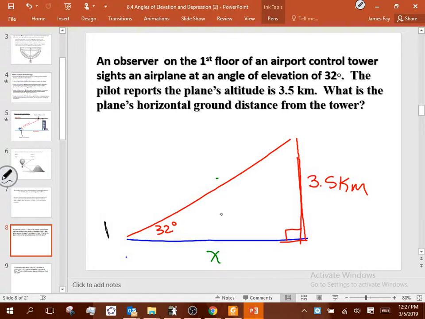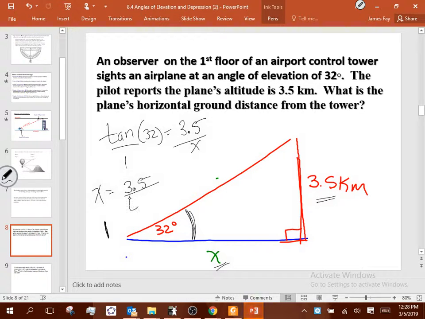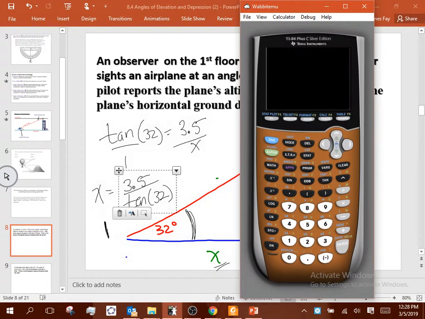So which trig ratio would you use here if I want to focus on that angle, and I have this side and that side? I will use tangent. So I say tangent of 32 is equal to opposite, so 3.5 over x. Cross multiply and divide will eventually give me x is equal to 3.5 divided by tangent of 32. And we should be able to evaluate that with our calculator.